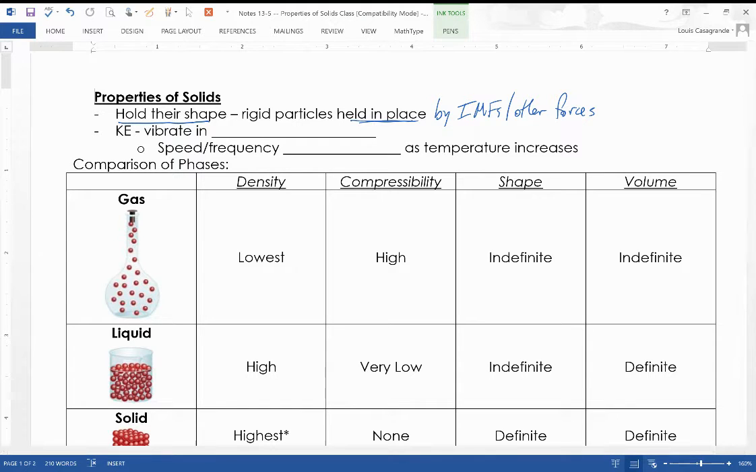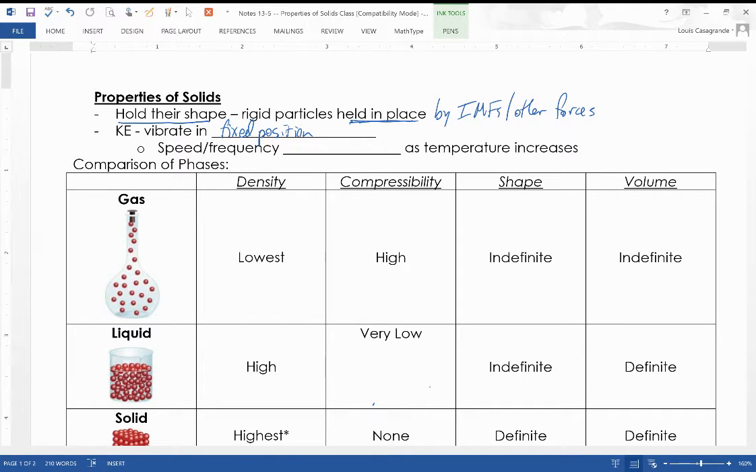As with solids, liquids and gases, kinetic energy is something that's important. They do have kinetic energy, and because they have kinetic energy, they have to move, but they're being held in place. They vibrate in a fixed position. So essentially, the particles don't move except to vibrate, go back and forth within a certain position, and come right back to where they started.